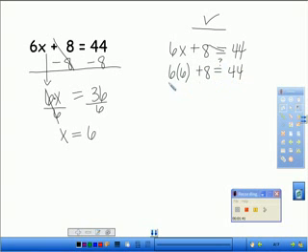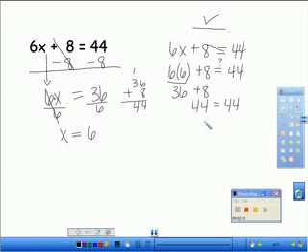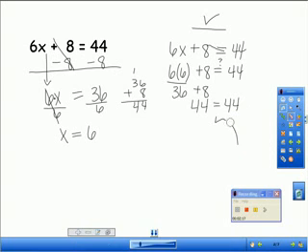We have to use the order of operations, so 6 times 6 is 36. Then we're going to bring down our 8, plus 8. 36 plus 8. 6 plus 8 is 14, and 3 plus 1 is 4. So I did get 44 on the left side, and that matches the right side, so I know that I got the problem correct.